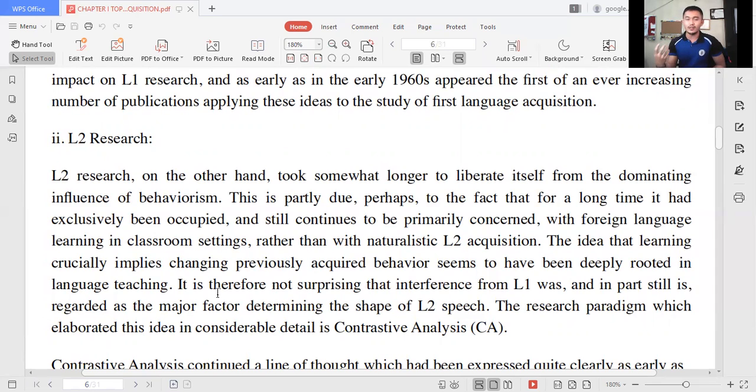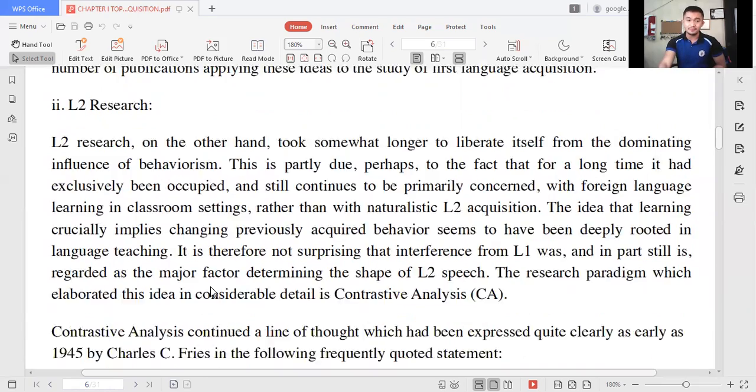Do not deviate or let yourself be away from that fact. Okay? The research paradigm that elaborated this idea in considerable detail is contrastive analysis, or what we call the CA.